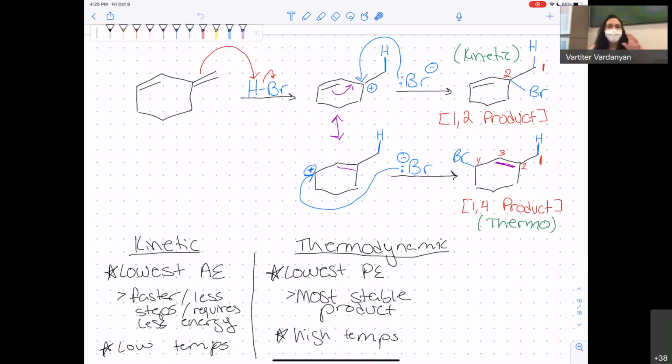And then the way I would say how you know in this kind of reaction which one is kinetic versus thermodynamic: the kinetic one is the one that has the least number of steps and requires the least energy. How do we know which one requires less energy? It's because of the stability of this middle right here. So this cation is more stable than this cation, and this doesn't have to undergo resonance to get the product, so this one is kinetic.